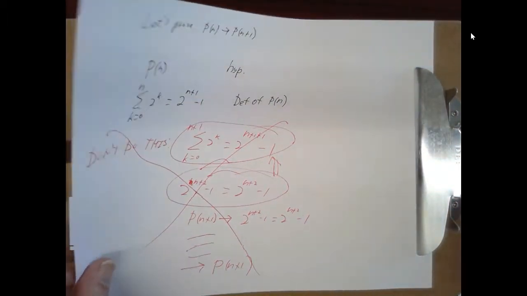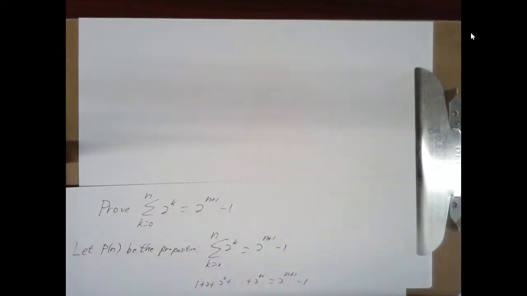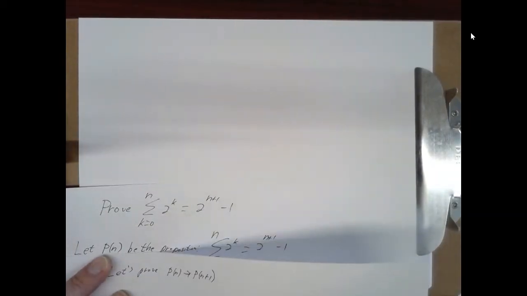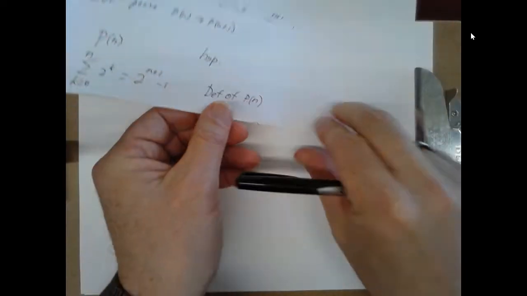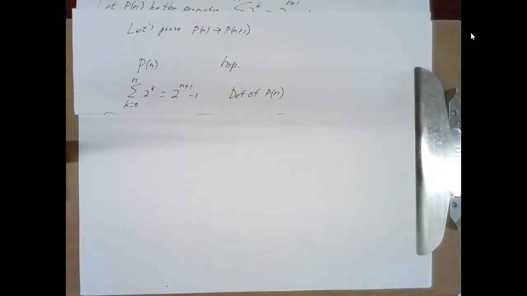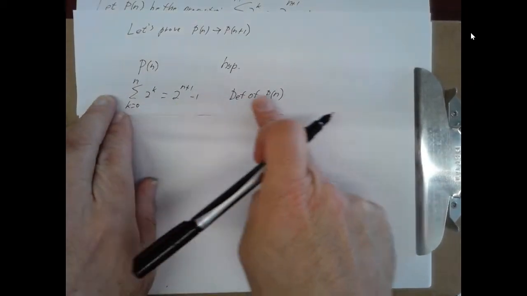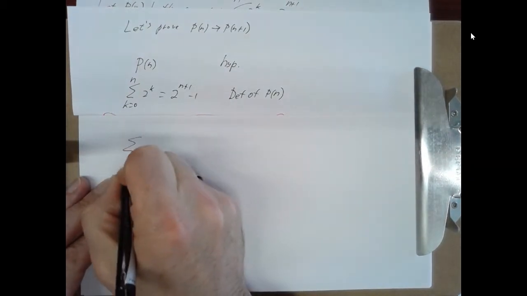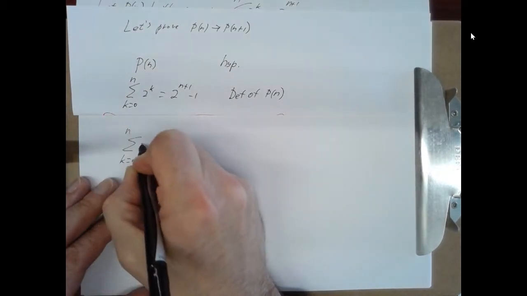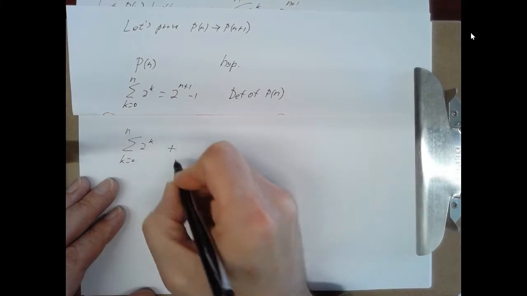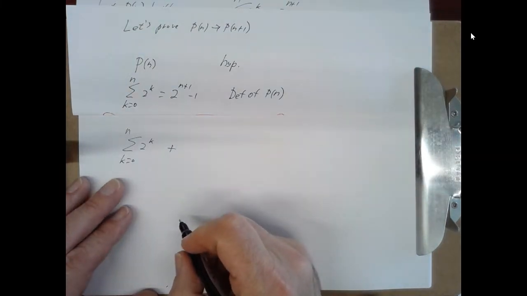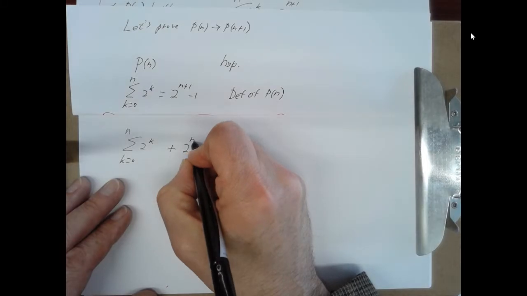I used up all my paper there. So what do we got? We've got the definition of P of n. So most people added something to both sides, right? A few people multiplied both sides by 2. That also works. But let's add something to both sides. So sum from k equals 0 to n of 2 to the k plus, and let's add one more thing, 2 to the n plus 1.